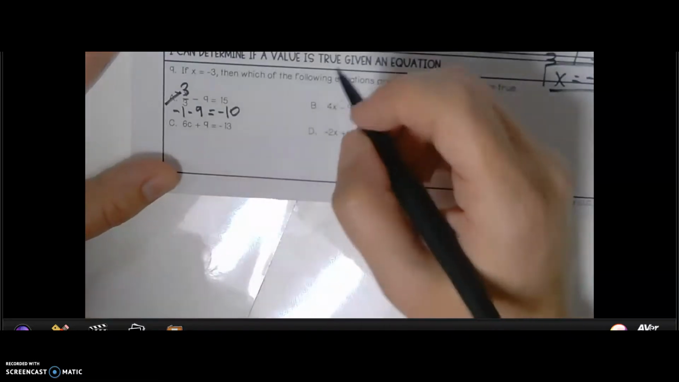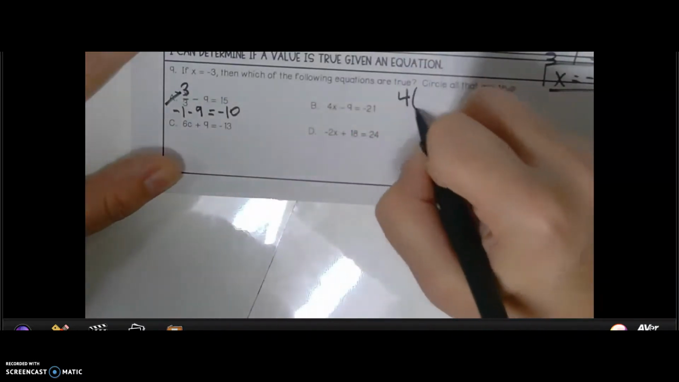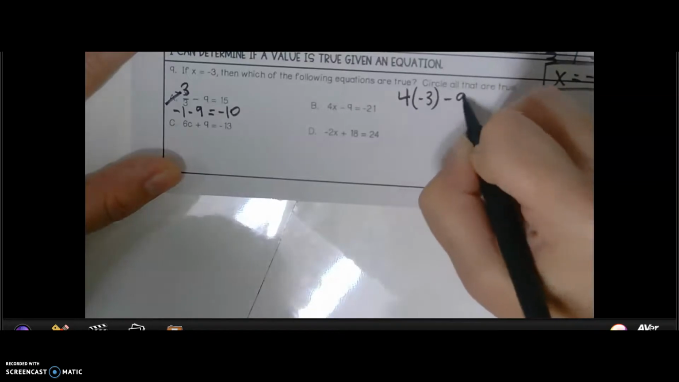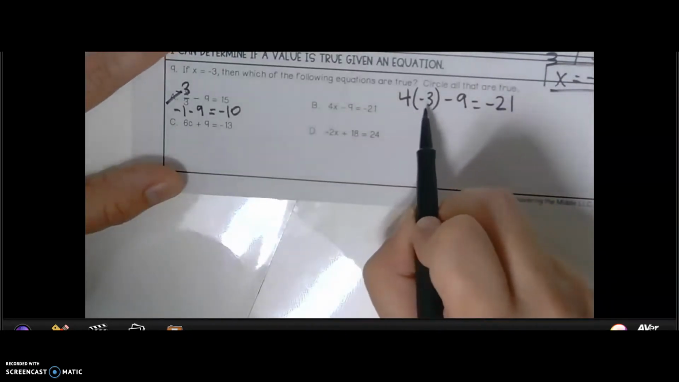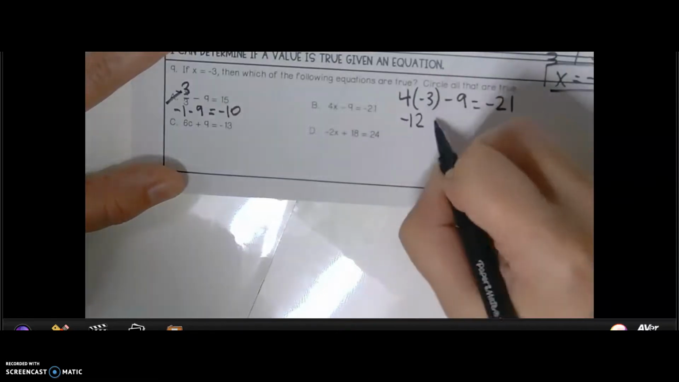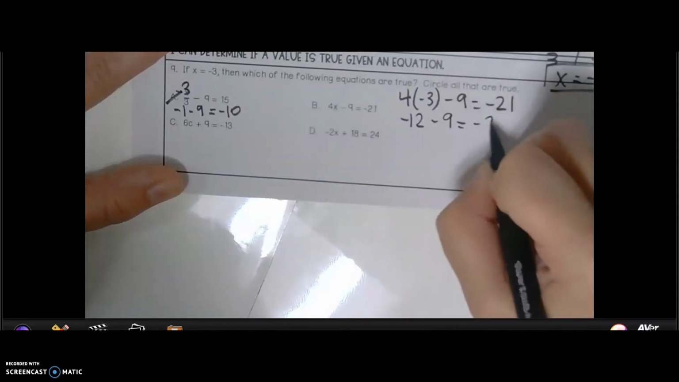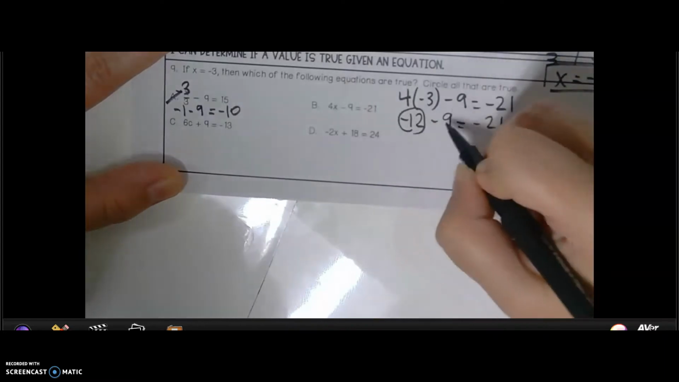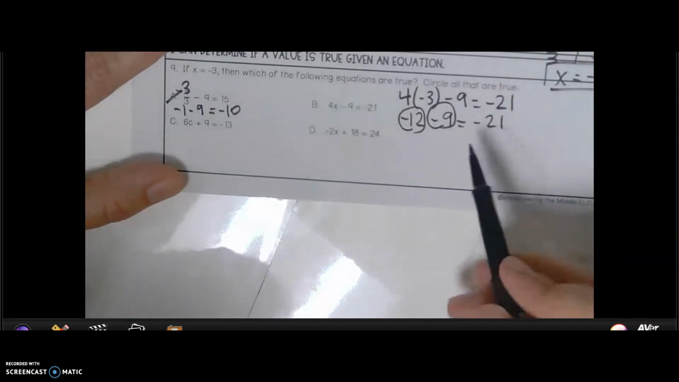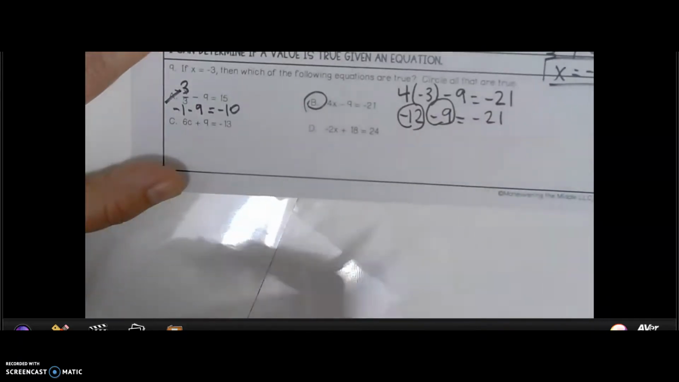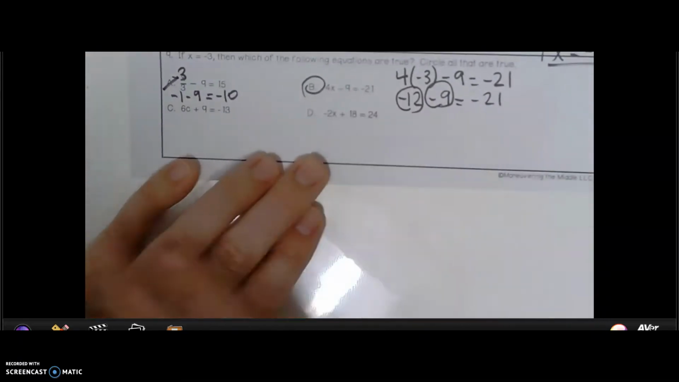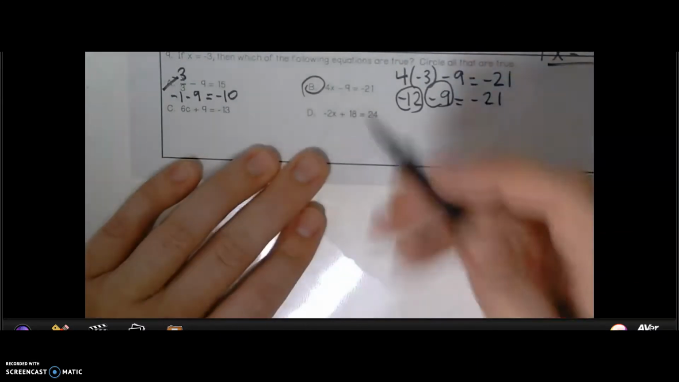If I look at B and I plug in 4 times negative 3 minus 9 equals negative 21. Well, 4 times negative 3 is negative 12, and then I have a negative 9 equals negative 21. Because these numbers are both negative, I can combine them. So this equation would be true. So B is true. Negative 3 would be a value for x in B.